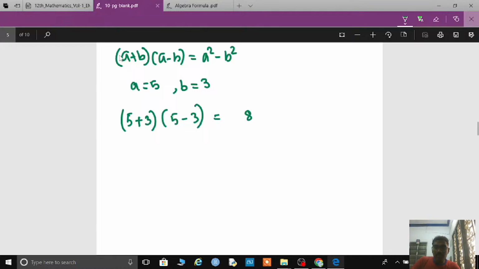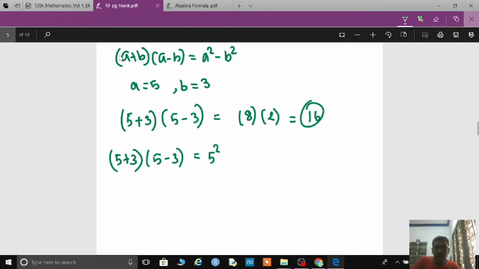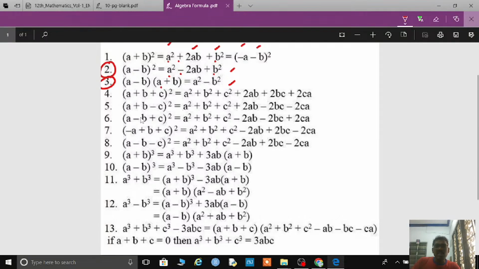What is 5 plus 3? 5 plus 3 is 8. And what is 5 minus 3? 5 minus 3 is 2. So 8 twos are obviously 16, the product of the two numbers. Got it? By the way, we can move over to the formula: (5 plus 3) into (5 minus 3) is nothing but 5 square minus 3 square. So 5 square minus 3 square means 25 minus 9, which is equal to 16. So the manual calculation is right, and the identity, the formula, is also right. Okay, so we have completed the three formulas.